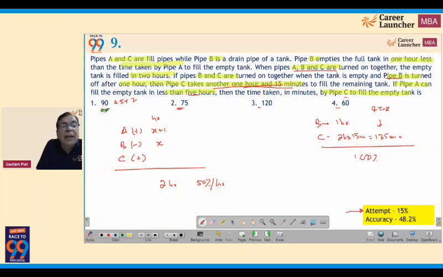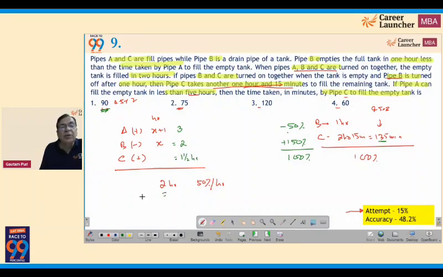If pipe C can fill the tank in 90 minutes, 1.5 hours, then in 1 hour 30, in 2 hours 15 minutes or 135 minutes, it will fill 150% of the tank. And since the entire thing gets filled up, that means B empties 50% of the tank in 1 hour, because B was there only for 1 hour. What does that mean? B empties half the tank in 1 hour, that means X should be equal to 2. Because B will empty 100% of the tank. So if X is equal to 2, this should be equal to 3. And we know C is nothing but 1.5 hours.